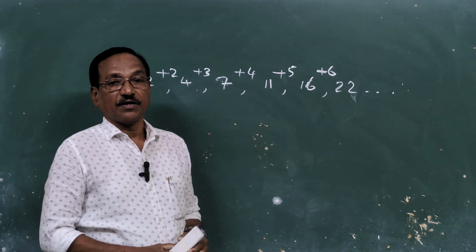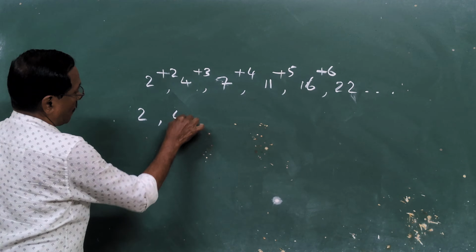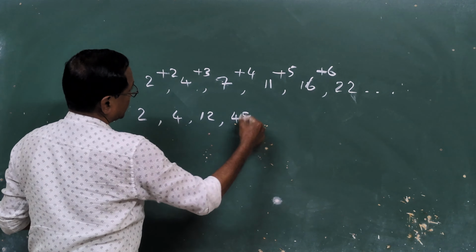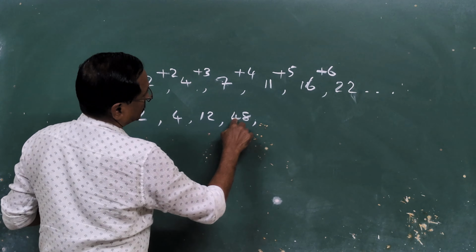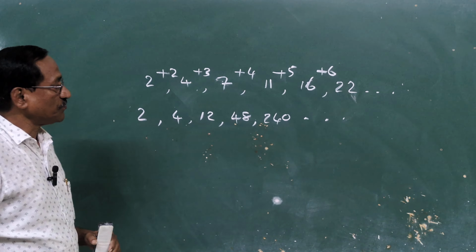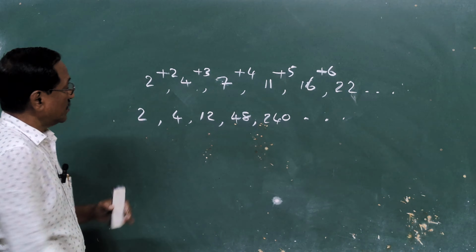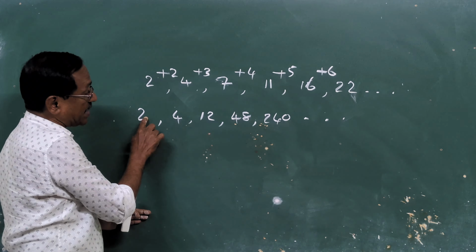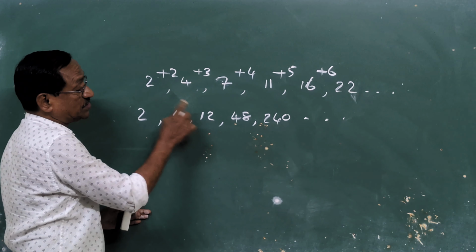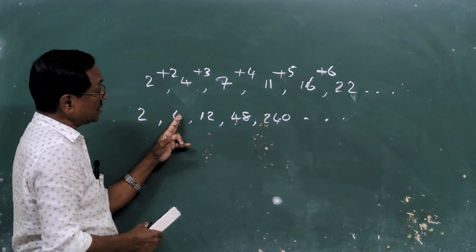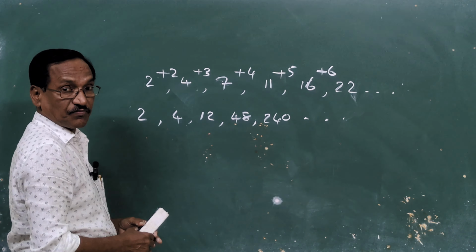Then again consider another sequence: 2, 4, 12, 48, 240, and so on. Here, of course, you get the second number by adding 2 to the first number. But the next number is not obtained by adding 3. The difference is 8.